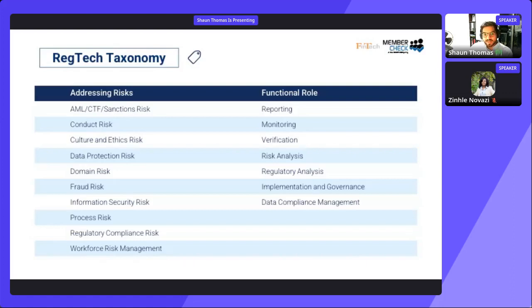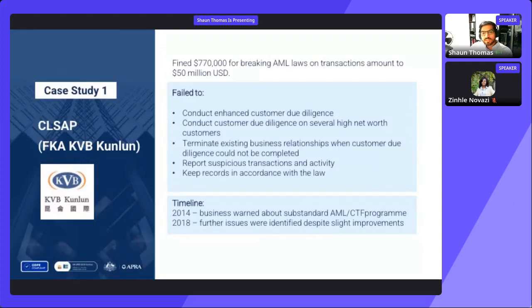With the above being said, I would like to share with you 2 case studies on how organizations have failed to efficiently adapt to changes in AML regulation, as well as how these organizations have failed to use RegTech solutions to manage particular areas of risk. So I'll start with the more recent case study of CLSAP, formerly known as KVB Kunlun, which is a New Zealand derivatives trading firm and subsidiary of a Hong Kong company.